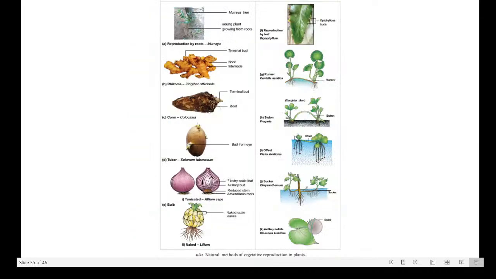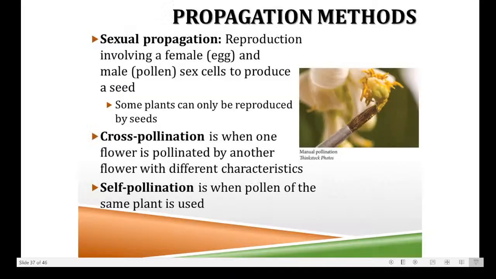Here I mention the examples. Reproduction by roots is moringa-based, and rhizome is ginger as an example. Corm is colocasia, which can be grown from the root. Tuber, we all know, is potato, and bulb is onion. So it's a naked one. This is pineapple, it is produced like that. So these are all some examples.